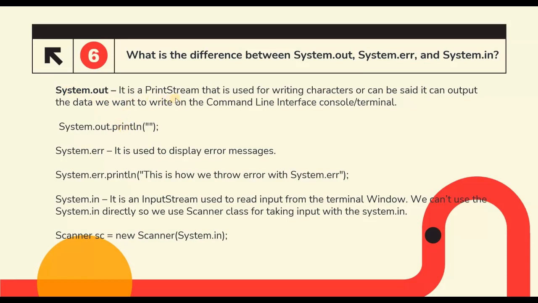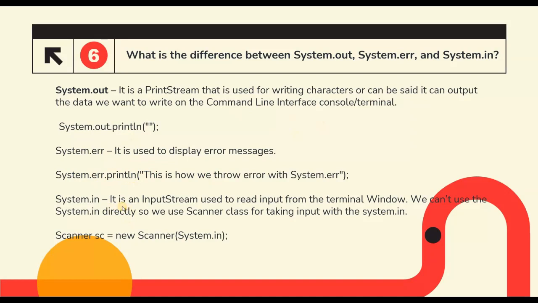Basically it is a print stream. It is used to write characters, or can be said to output the data we want to write on the command line interface or console, right? So using this we can print the data and get the output on the console. Next, System.err is basically used to display error messages. Suppose we are writing a Java program with an exception try-catch block, and inside the catch block we need to print some error messages. Then in this place we can use System.err.